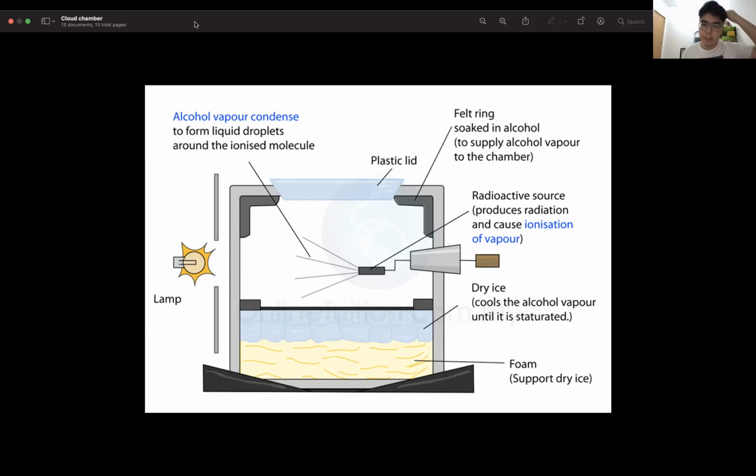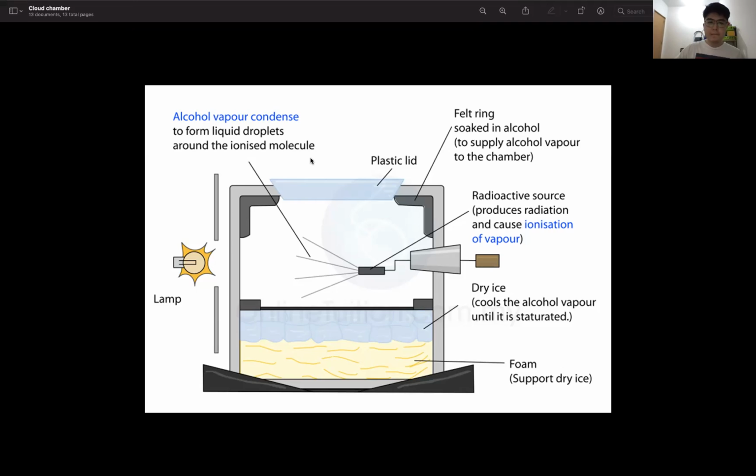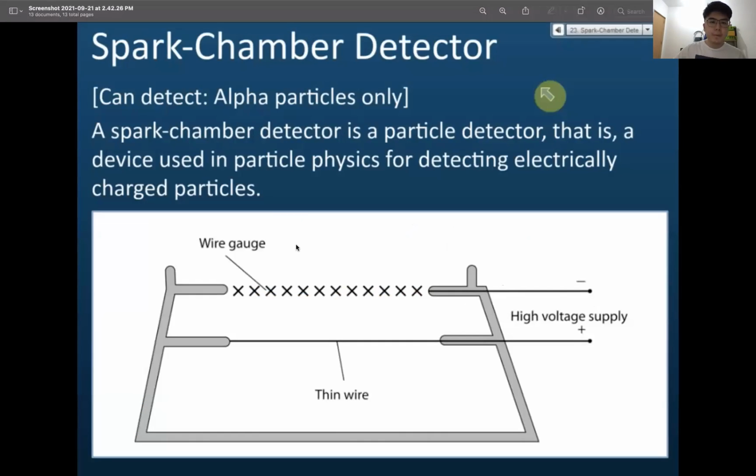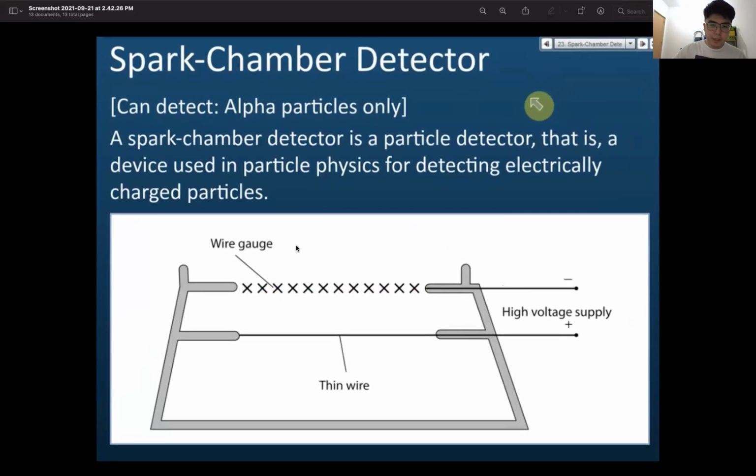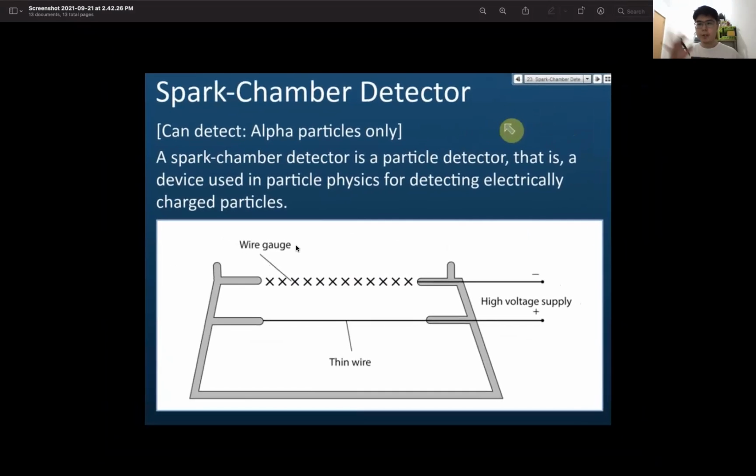Okay, now we continue. Okay, so that is for the cloud chamber. And now we look at the next one. The next one is the spark chamber detector. So what is this used for? It can only detect alpha particles.